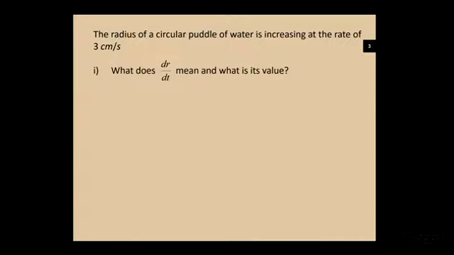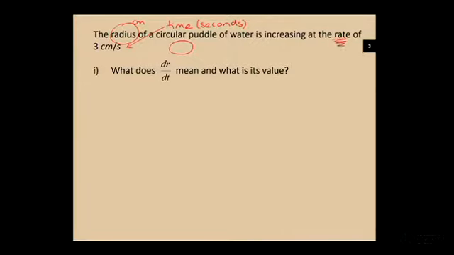So it says the radius of a circular puddle, so we've got our circle again, all right, is increasing at a rate of 3 centimetres per second. Now this is not the area of that, because it didn't come in centimetres squared. Did you notice it's actually a radius which comes in centimetres, and it's got time which is coming in seconds. So I can tell from my units I've got a radius being measured in centimetres and a time being measured in seconds. And it's told you the rate.